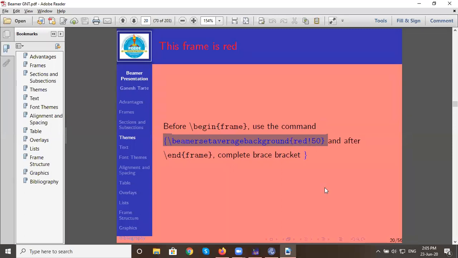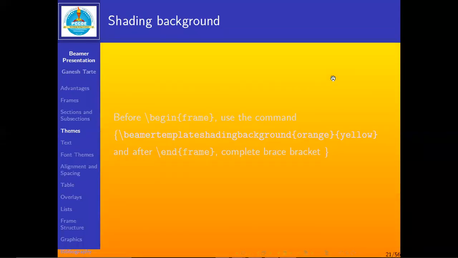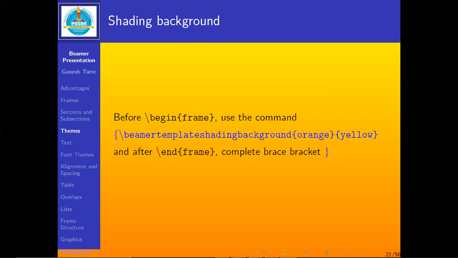Now, one can ask whether only solid colors can be set as backgrounds or we can shade it. So yes, obviously we can shade it. And for shading, we use the same command, we just change one word. Instead of set average background, we use set template shading background, and for shading we use two colors, orange and yellow, and in a similar pattern we can run it. But be careful, this command is used before the starting of the frame, and after the end of the frame we have to complete the brace bracket.